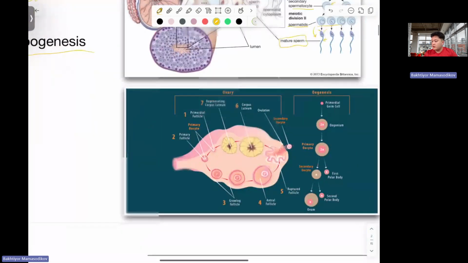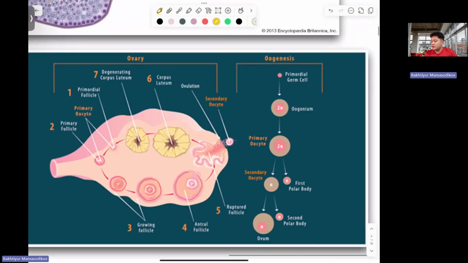So what about the oogenesis? Oogenesis also starts with the primordial germ cell. They form the oogonium, which is diploid in number. This oogonium gets bigger and forms the primary oocyte, and another oogonium can also be made. So oogonium never ends. But the primary oocytes are limited.